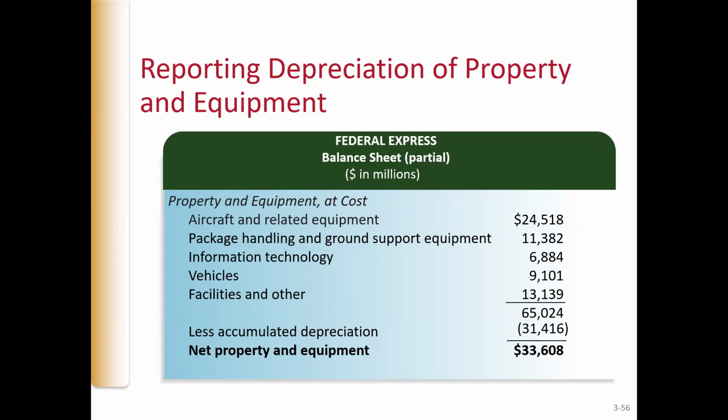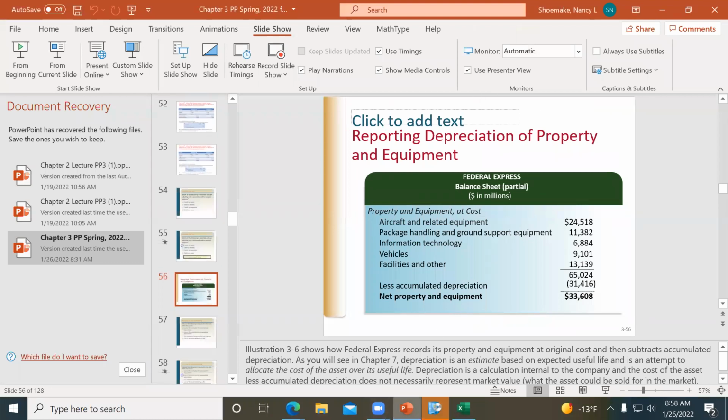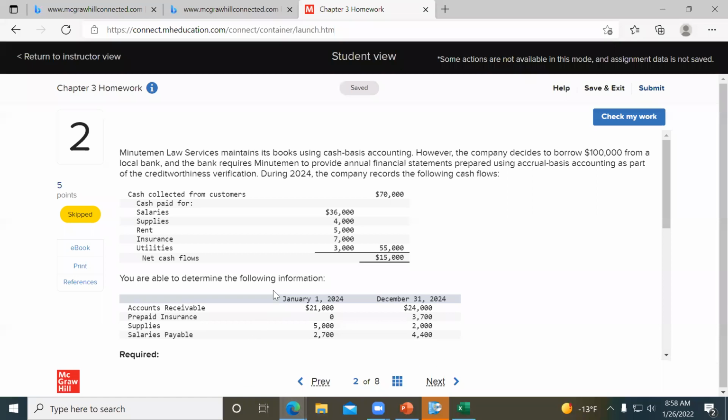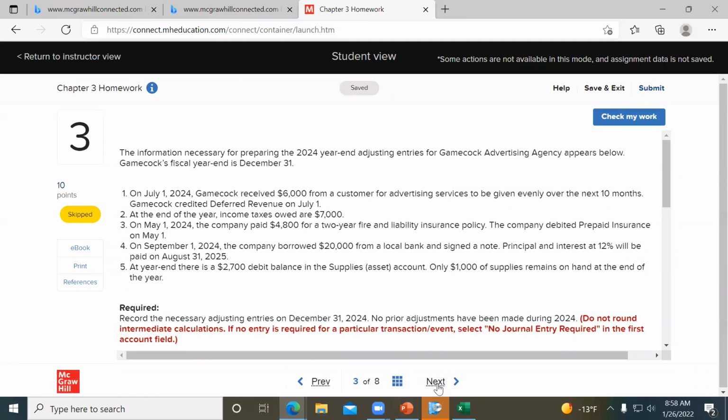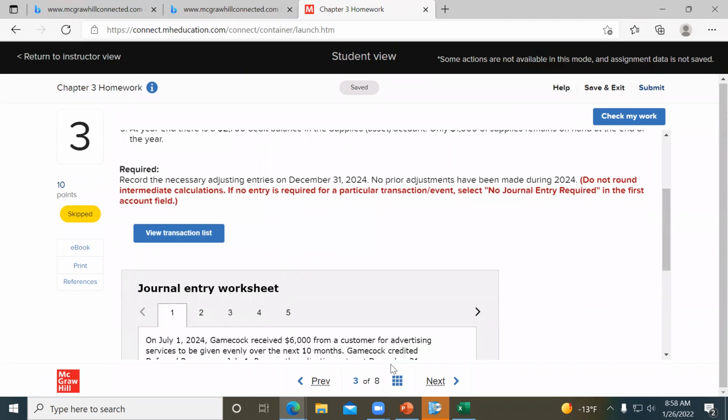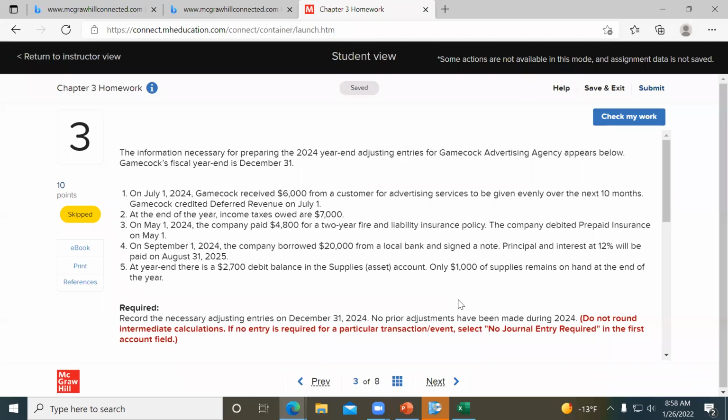So let's see if there is a homework problem we can work on. Let's look at this one. So this one tells us on July 1st, 2024, Gamecock received $6,000 from a customer for advertising services to be given evenly over the next 12 months. We're not there yet. I shouldn't do that one.